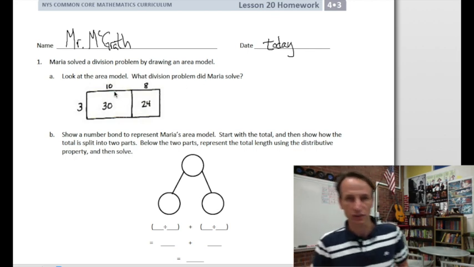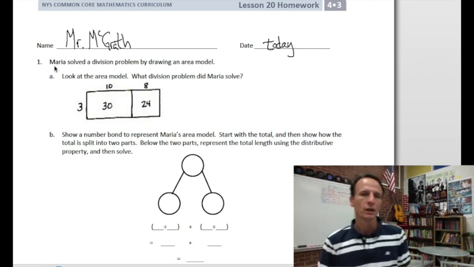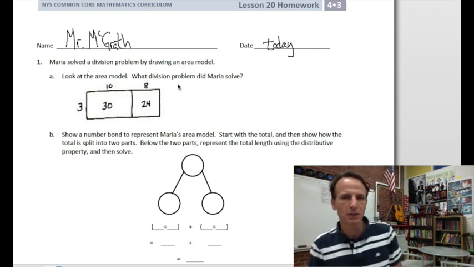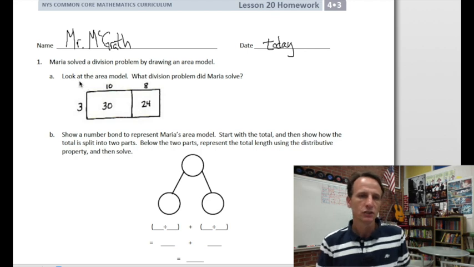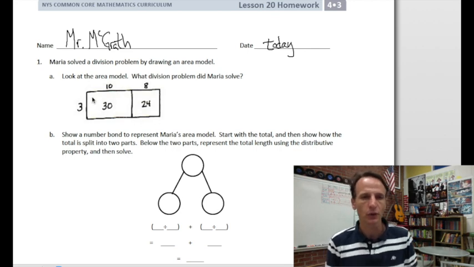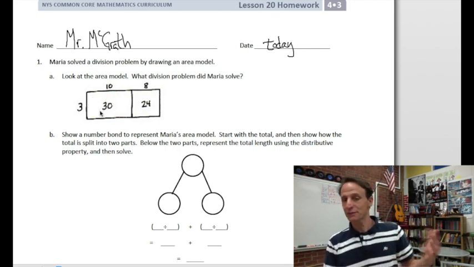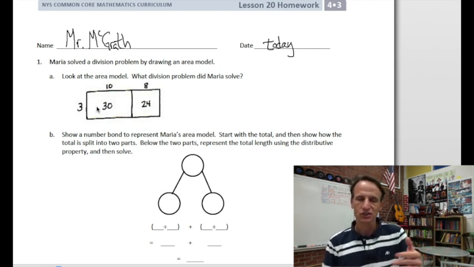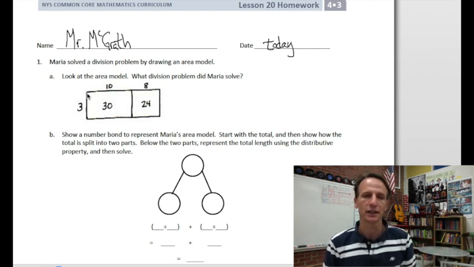Let's read us some instructions, shall we? Number 1, Maria solved a division problem by drawing an area model. Nice job, Maria. So look at the area model. There it is. What division problem did Maria solve? Okay, so this is the exact same thing as the multiplication area models. There's no difference here. It's the same model. It's just how you are thinking about it that's different.